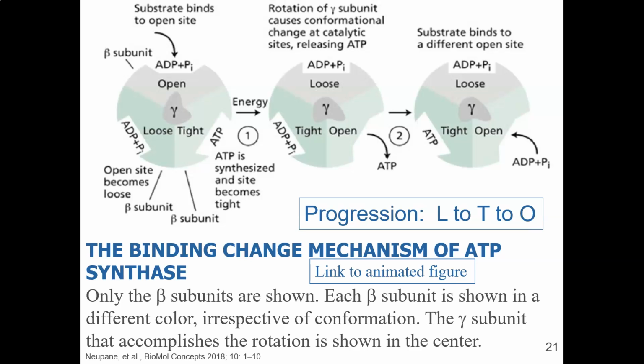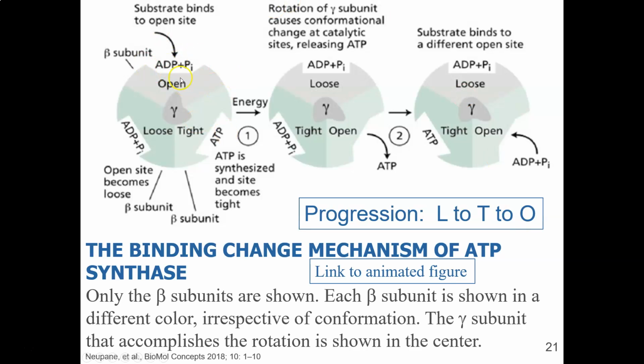So in the last slide, you could see that we had 3 beta subunits. In this diagram, we have 3 beta subunits. The beta subunits can assume one of 3 conformations: loose, tight, and open. And at any one given time, the 3 subunits are each in one of those configurations. So you never have all loose or all tight or all open, or 2 of one and 1 of the other. Loose and tight and open is all we have. The progression is loose to tight to open.